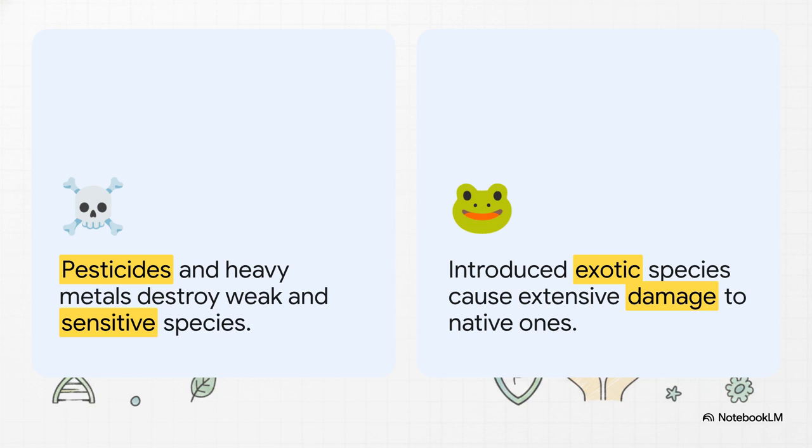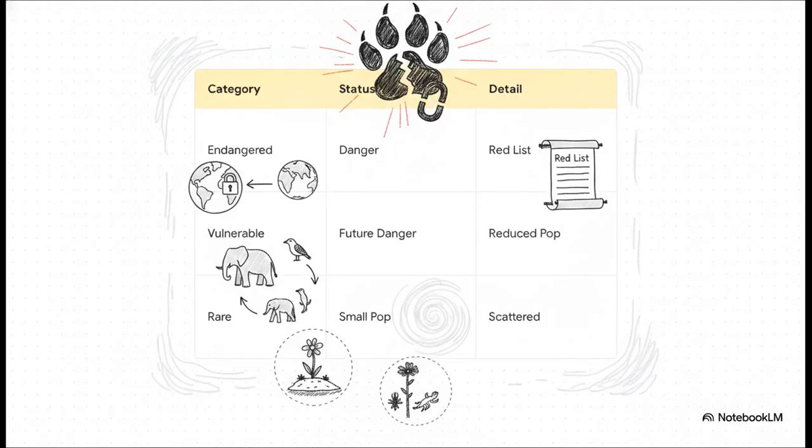The second major threat, exotic species. These are species that aren't natural inhabitants of a local habitat, but they get introduced into the system, almost always by humans. When these non-native exotics arrive, they frequently cause extensive, irreversible damage to the natural biotic community that already lives there. And this brilliantly illustrates how we actually categorize those extinction risks.